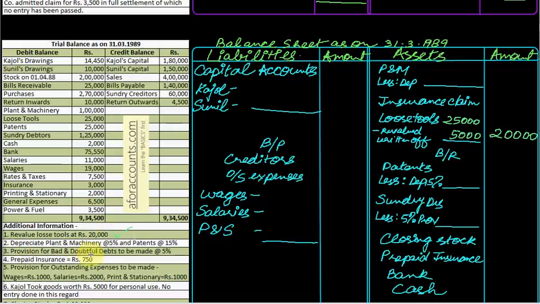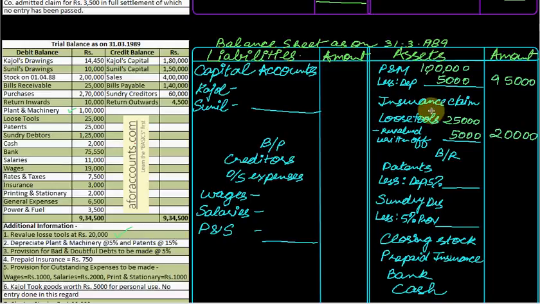Second, depreciate plant and machinery at the rate of 5% and patents at the rate of 15%. So plant and machinery value, let's see. Plant and machinery 1 lakh. So plant and machinery in the inner column 1 lakh. And now depreciation on plant and machinery at the rate of 5%. So 5,000 here and 95,000 in the outer column.